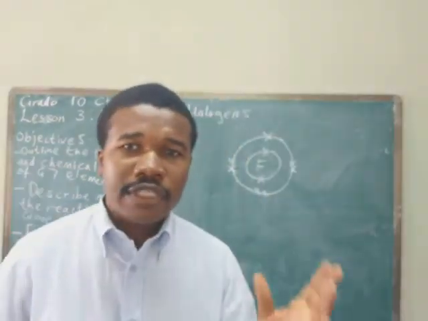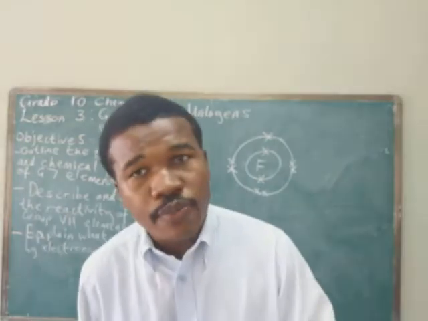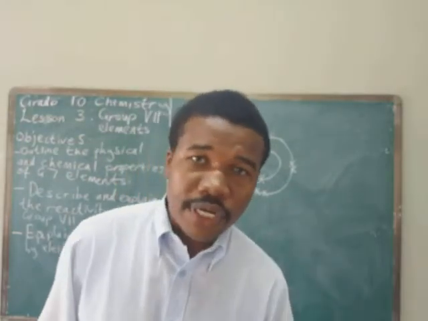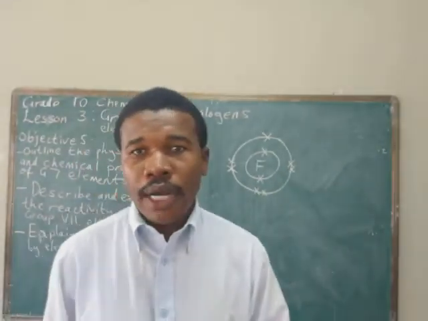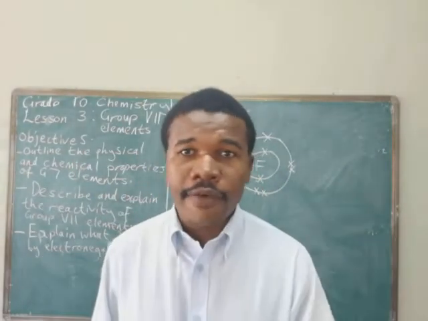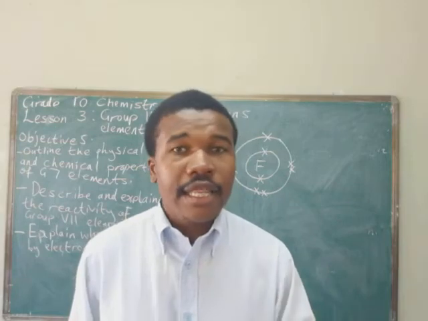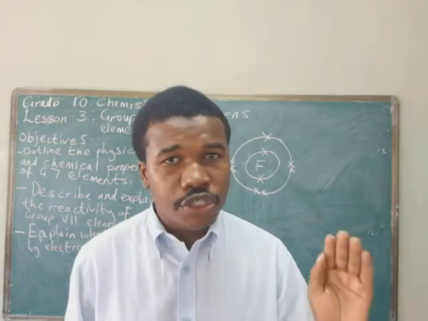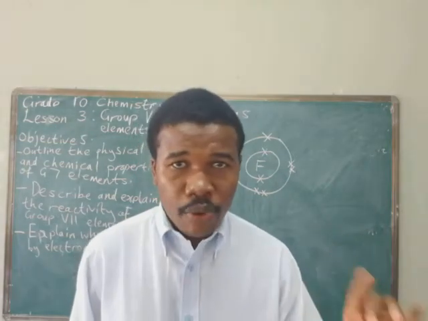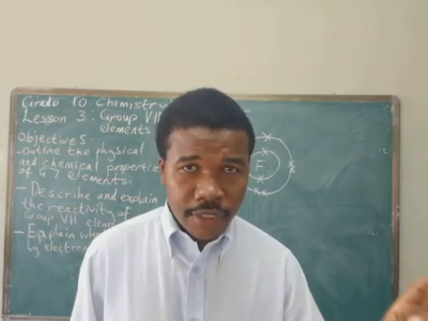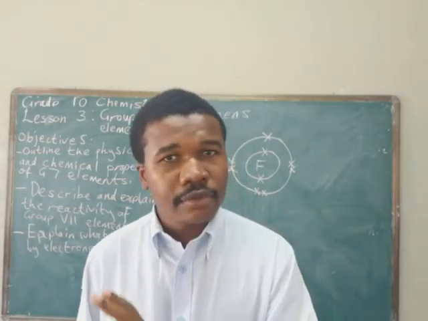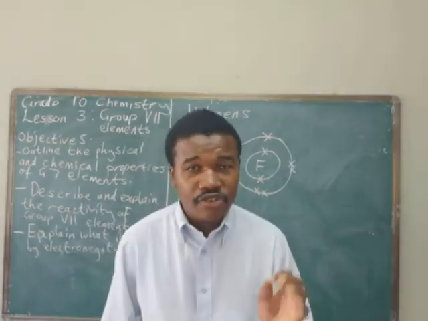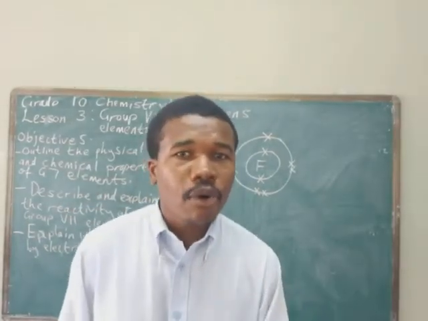That is a characteristic feature of all group 7 elements, whether it's fluorine, chlorine, bromine, iodine, or astatine. They all have 7 electrons in their outermost shell. Okay, so that's a point to remember. Guys, please remember this: 7 electrons in the outermost shell.